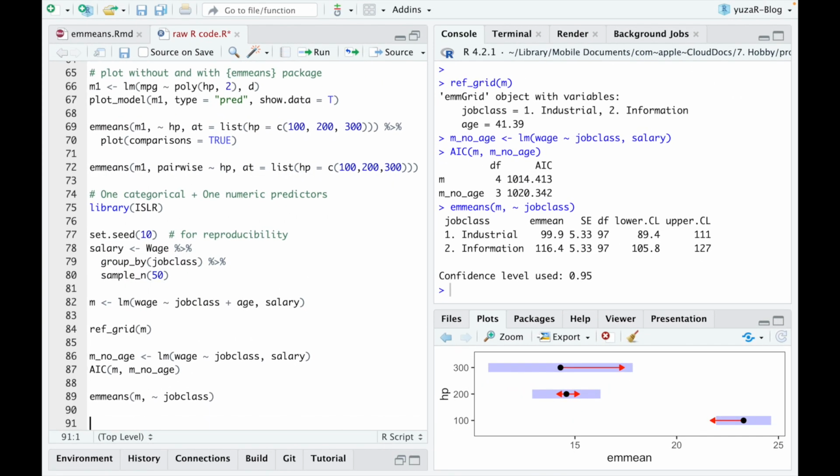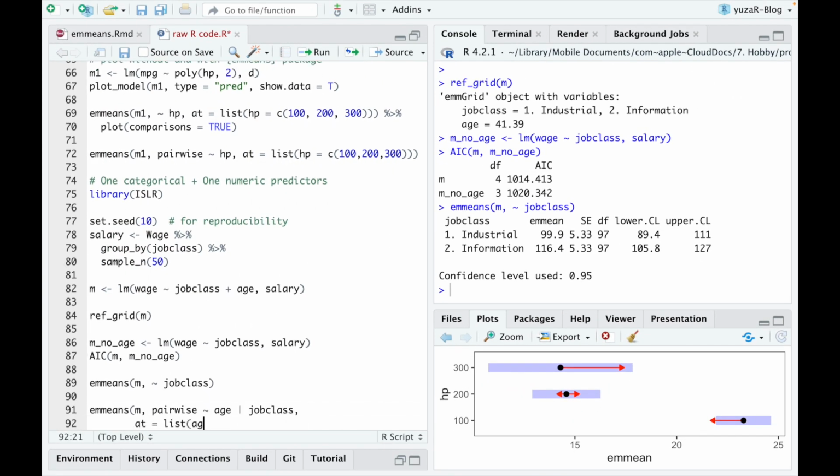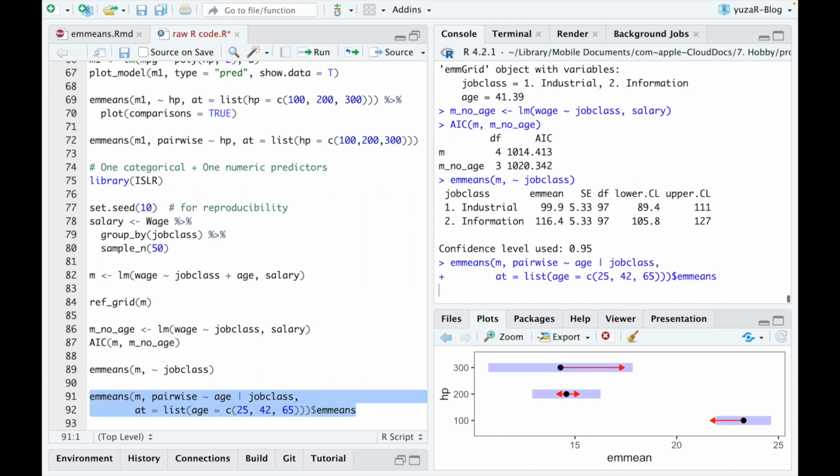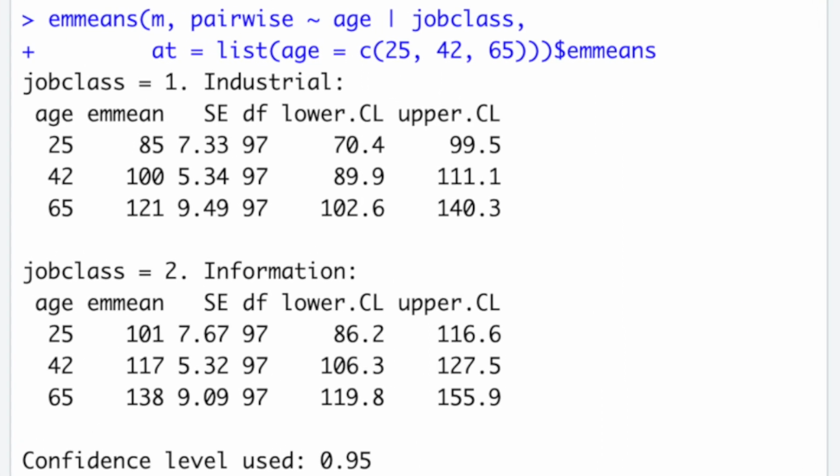However, we can go one step further and ask emmeans to provide salary estimates for different ages in order to see how strongly salary increases over a lifetime for different professions. For instance, if people start working at 25 and finish working at 65 years old, we will see that IT professionals receive a salary of over 100k already at the beginning of their career, at the age of 25, while factory workers only reach that 100k mark by the age of 42.